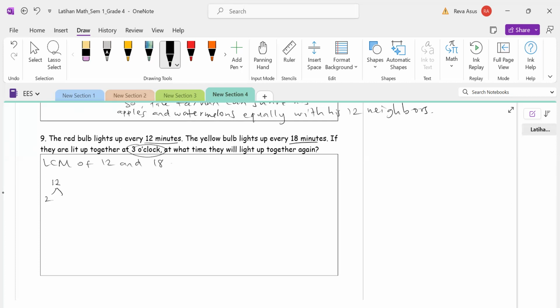The factors of 12 are 2 and 6, and then 2 and 3. We need to circle the prime numbers. And then the next number we have is 18. The factors of 18 are 2 and 9, and then 3 and 3. We need to circle the prime numbers again. And then we copy the prime numbers of 12. They are 2 times 2 times 3. And then the prime numbers of 18 are 2 times 3 times 3.